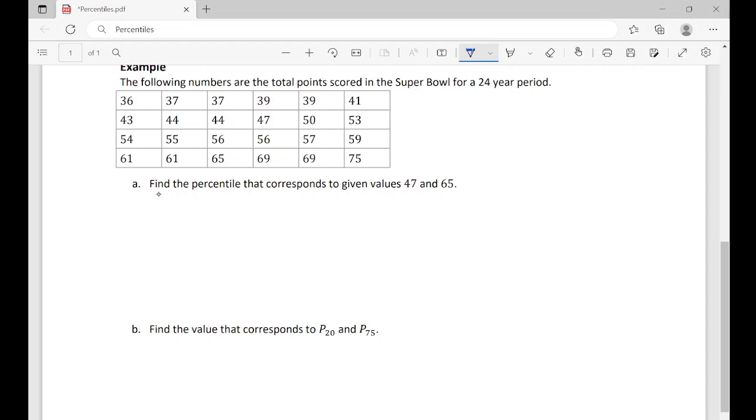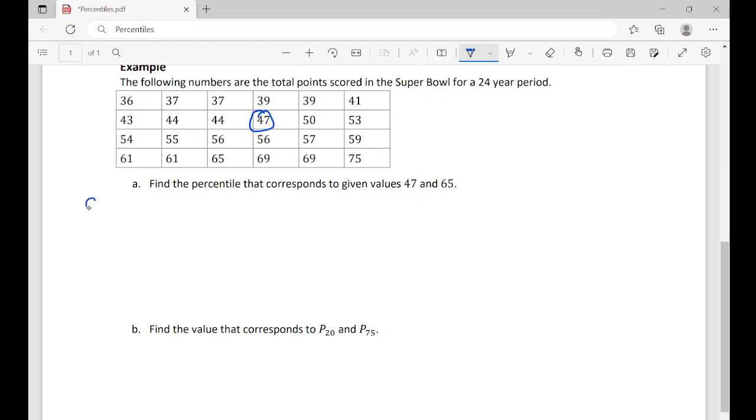First off, we're going to find the percentile that corresponds to the given values of 47 and 65. Let's start off with 47. 47 is in the table right there, and we're going to find out the percentile that corresponds to it. We have to find the number of values less than 47, so we can count it off: 1, 2, 3, 4, 5, 6, 7, 8, 9. There are 9 values less than 47.